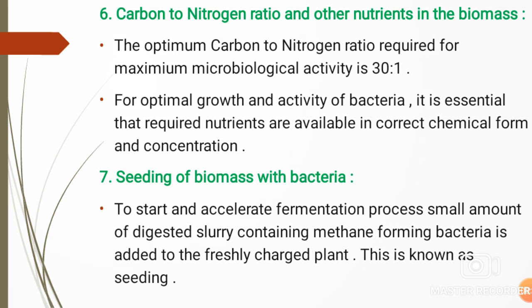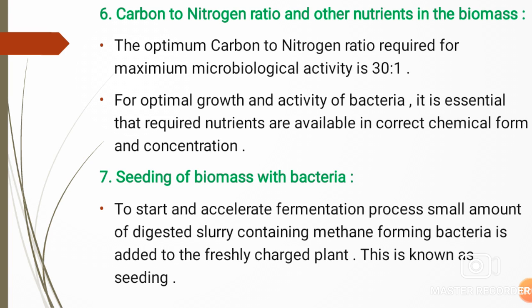Seventh is the seeding of the biomass with the bacteria. That means when we construct a new biogas plant, we can add slurry, but the slurry is fresh slurry. To start the fermentation process, we have to add some bacteria to the freshly charged plant. So seeding is an important process.